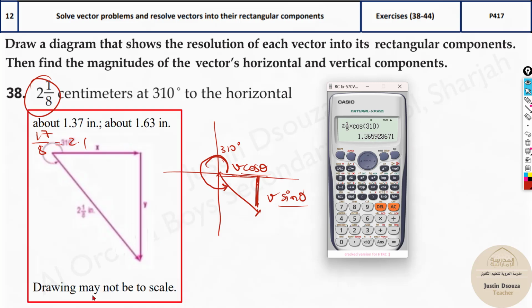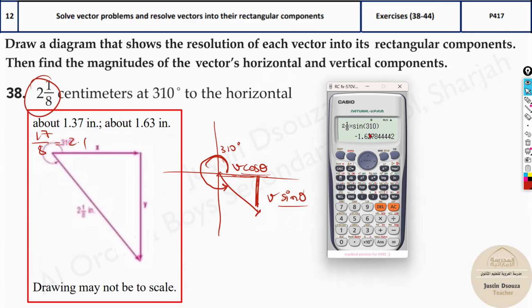Let's just check the answer. You can just look into the options and see how many digits are there after the decimal and round it off accordingly. Here we have 1.37. That is the horizontal axis, x. And what about the y? All you need to do is change this cosine to sine and you will get the answer. That is negative 1.63. But we don't write the negative sign because this is a distance.